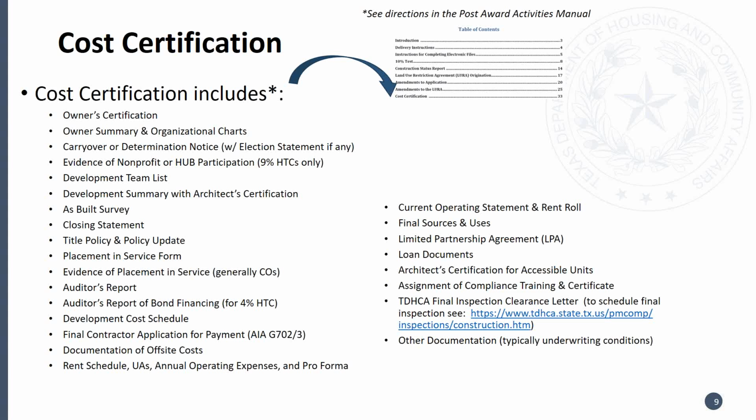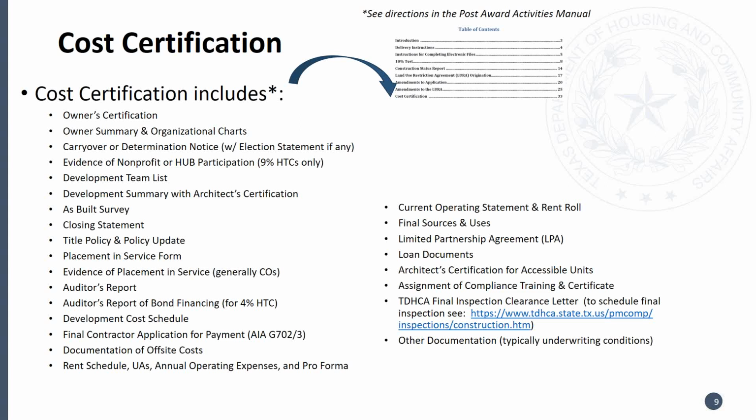The title policy and policy update, well, that's pretty self-explanatory as far as the policy update. We're just going back and making sure that there aren't any mechanic liens filed on the property, that the land use restriction agreement is filed of record, and it should be identified on that policy update. The placed in service form, that's just a summary of the dates of placement in service for each building, the credit request for each building, and then it identifies the applicable credit percentage if it's a 4% deal.